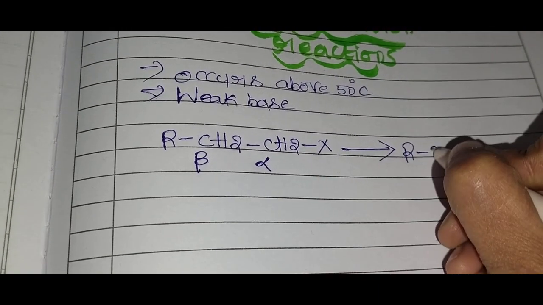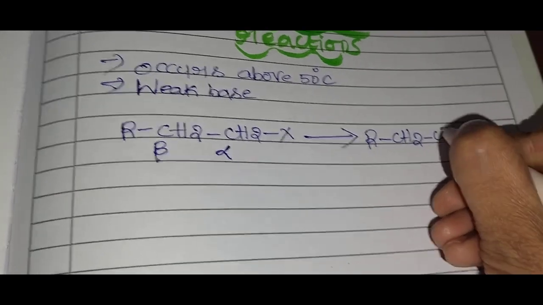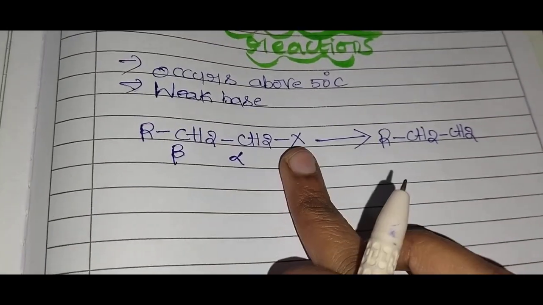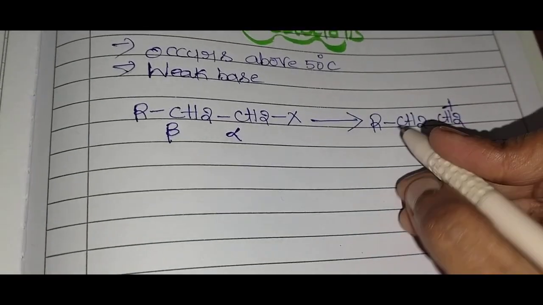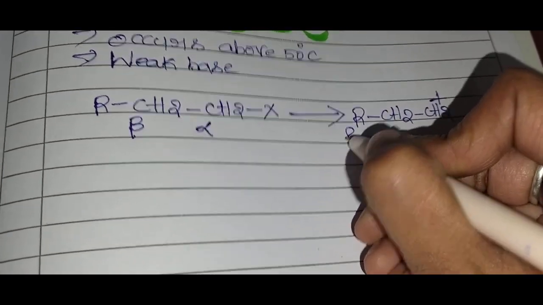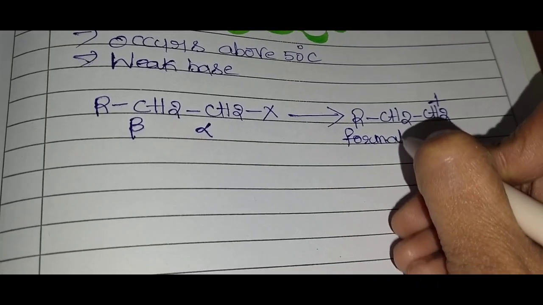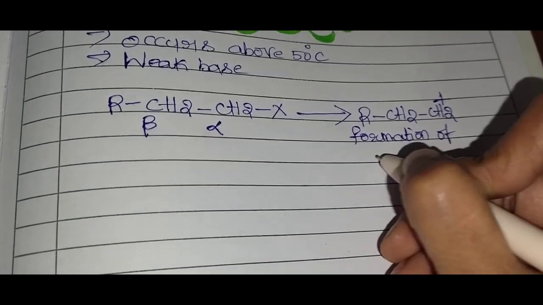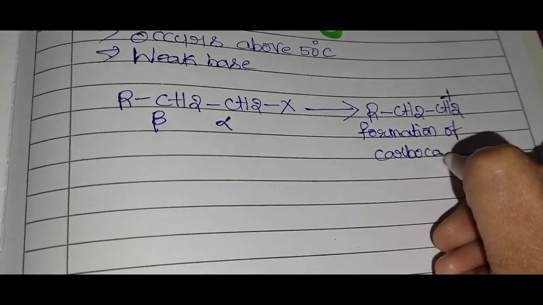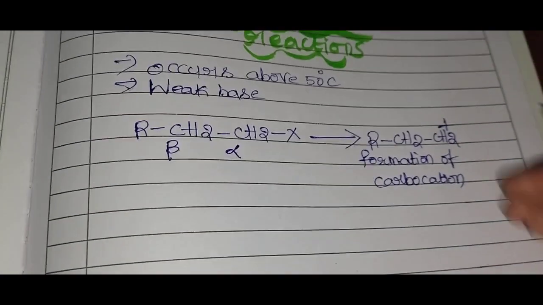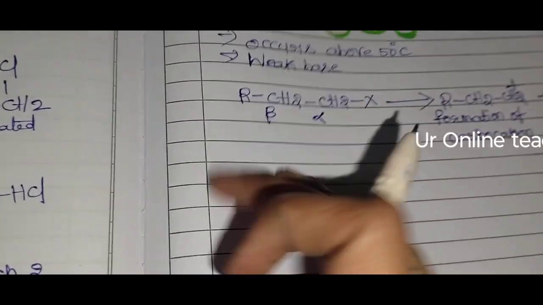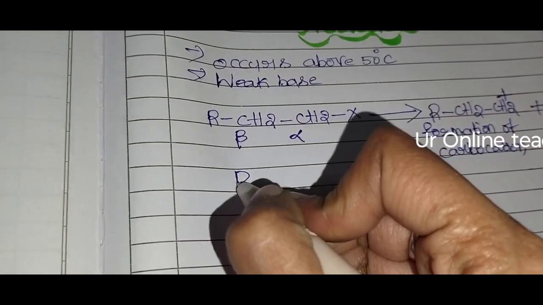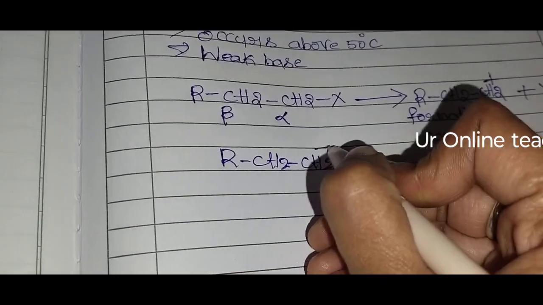First is elimination of the halide, forming a carbocation, so a charge will come. So the first step is formation of carbocation. Then what is the next step? Here X is removed. The next step is RCH2, I am writing the same again to explain the next step.